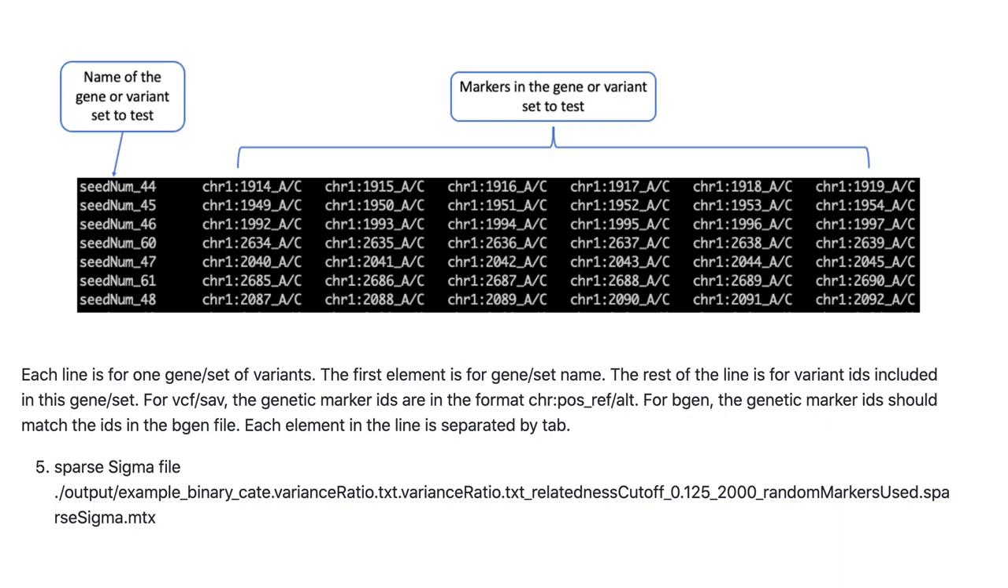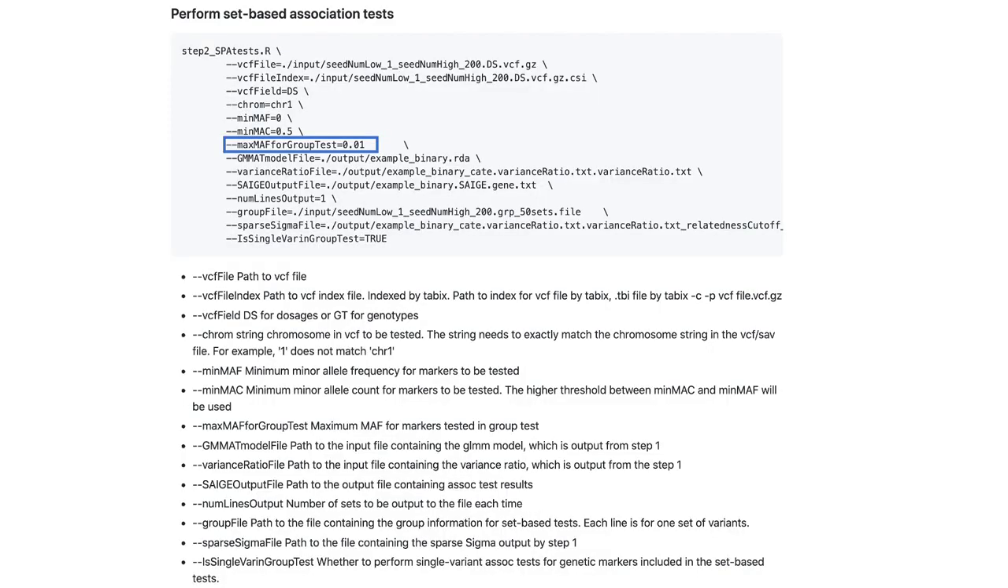And the fifth file is called sparse sigma file. It is also output by step 1. With all of those input files, we can run step 2 job to perform set-based association test. And I want to point out this option called max MAF for group test. This can be used to specify the maximum allele frequency of genetic markers that you want to include in a group test. By default, this value is 1%, but if you want to test rare variants only, you can lower this number.